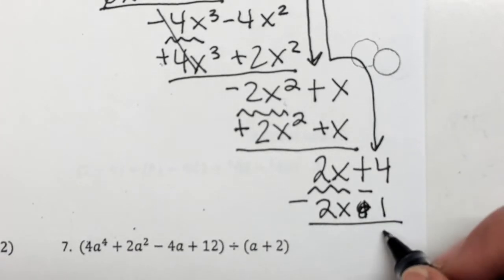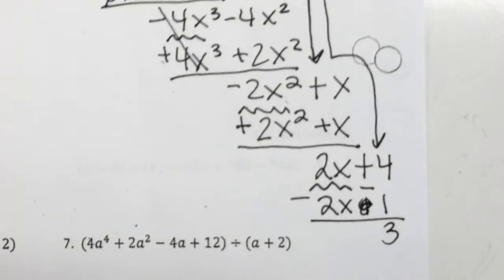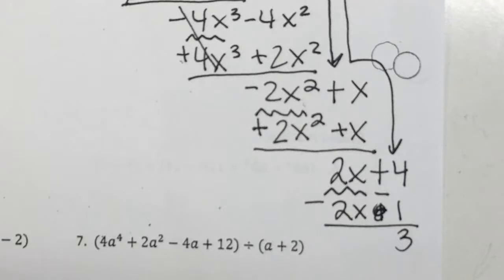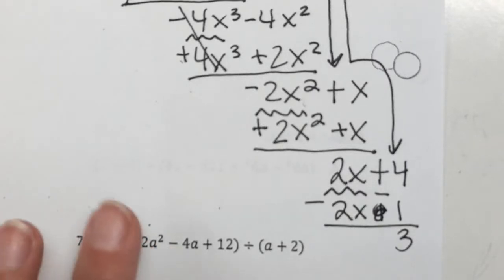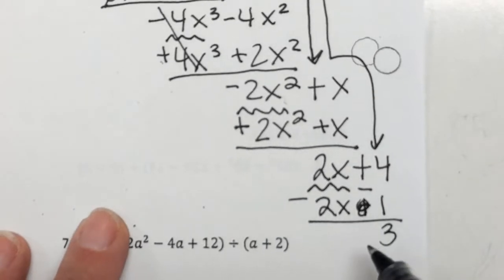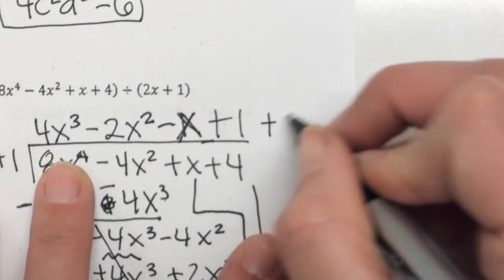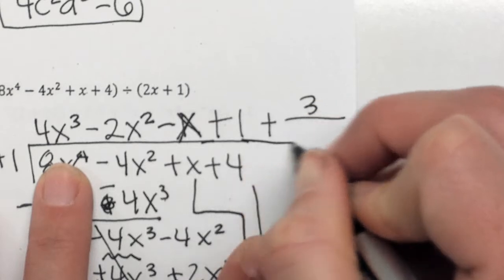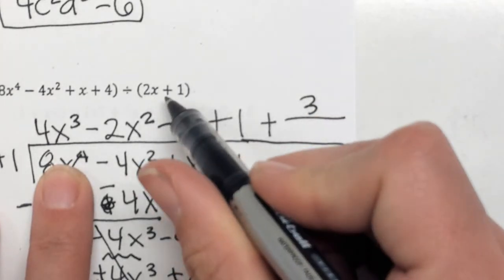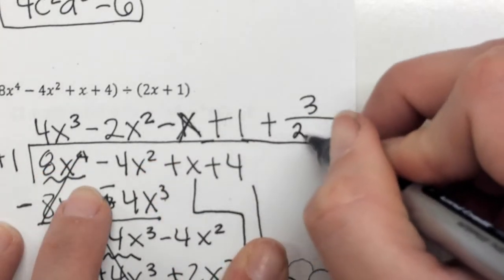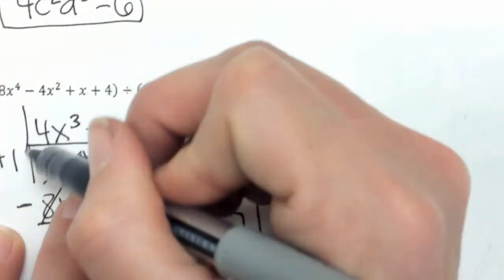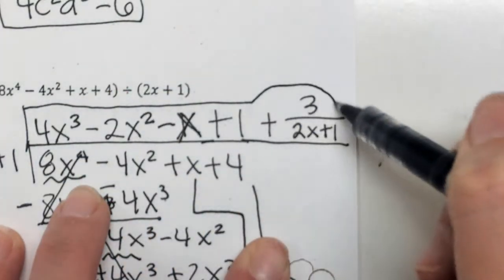What's our remainder? 3. Alright, so instead of elementary school when you would write R3 beside it, we write our remainders like this for polynomials. So it's a positive or negative 3. So we put plus 3 over, and then the denominator will be what we divided by, which was what? 2x plus 1. That's it.